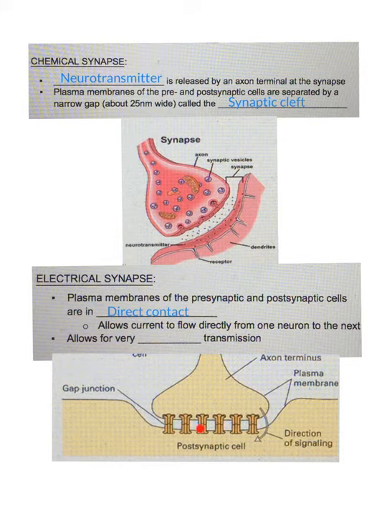And what that does is it allows the current to flow directly from one neuron to the next. And you can imagine that that allows for very rapid transmission of the signal. Okay, so that signal is going to get passed very quickly because they don't have to first send out the chemicals, wait for them to attach to the receptors, and then send it on. So these happen very, very fast. The majority of what we're going to talk about today, though, are chemical synapses, because that's what the majority of our neurons use for what we need to talk about in this course.